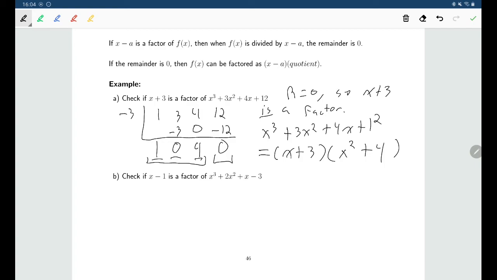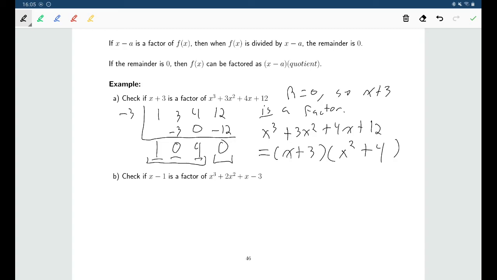And one thing that you can do now, just to confirm your work, you can actually expand this out and check to see, does x plus 3 times x squared plus 4 give you the polynomial that we started with, the x cubed plus 3x squared plus 4x plus 12? And the answer is yes, it does. So this is sort of a nice little idea, and it's sort of foreshadowing for what we're going to see in the future sections for when we start thinking about trying to factor higher degree polynomials.